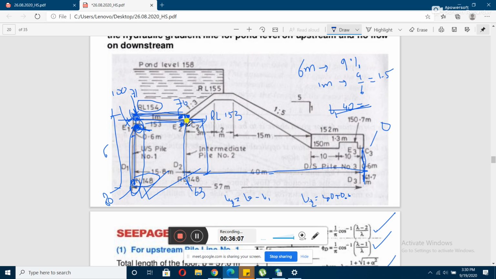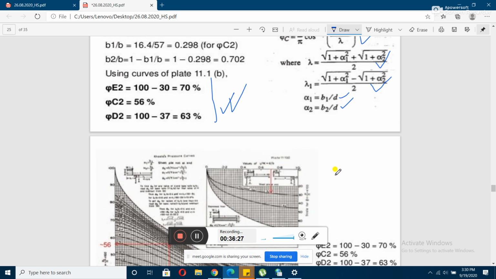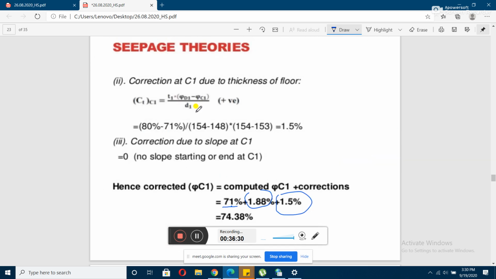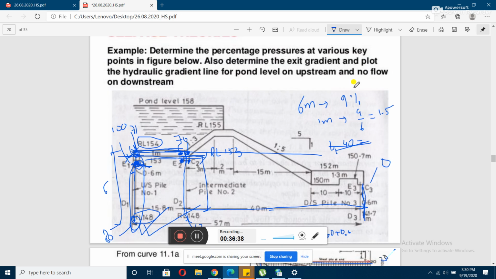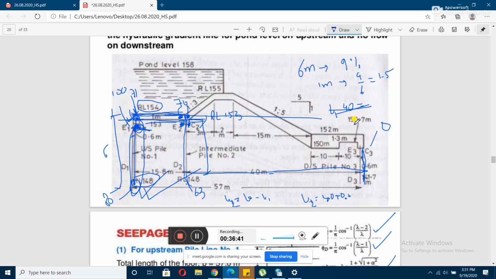So the next part is phi C2. We need to find this part also, that is phi C2. Actually we have got the value out here, and also considering the slope to be like this, for the slope to be like this, we have found out the value of phi C2. It is calculated to be 56, but there need to be all three corrections. One is for the thickness, another is for the influence of the extreme downstream pile, and also for the slope of the pile. All three considerations have to be there for your phi C2 value.